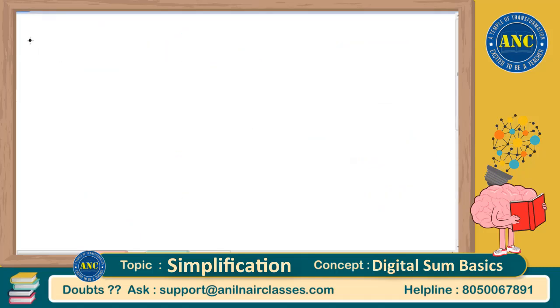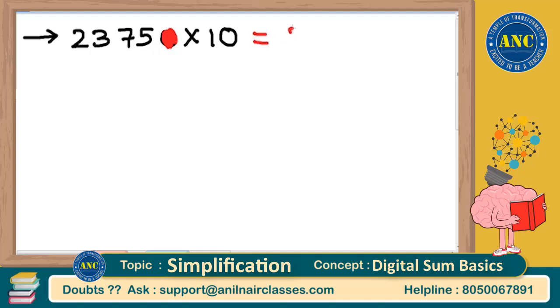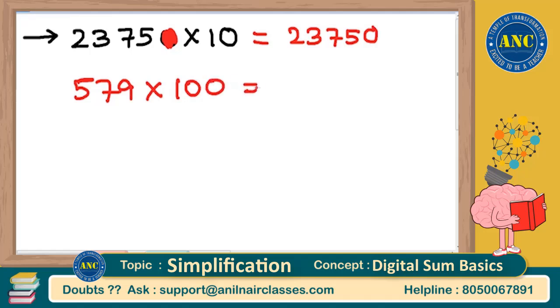Now, a few important key points before we start the problems. Suppose, for example, 2375 into 10. This you can directly and easily write as 23750, putting one extra 0. Suppose it is 579 into 100, directly you can write it as 579 followed by 2 zeros.